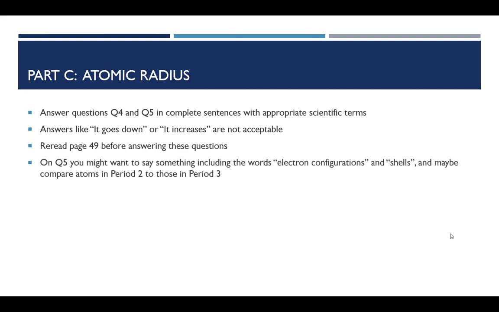And on question 5, this is being specific in terms of the terminology you want to use. You might want to use the words electron configurations and shells, and you might want to compare atoms in period 2 to those in period 3. Specifically, what is different about the elements? What would be different, for example, between lithium on period 2 versus sodium on period 3, right below it? And that's going to have an important effect on being able to answer these questions.